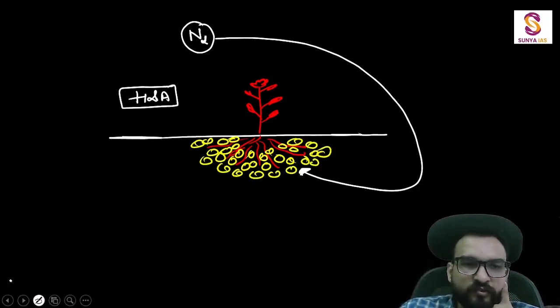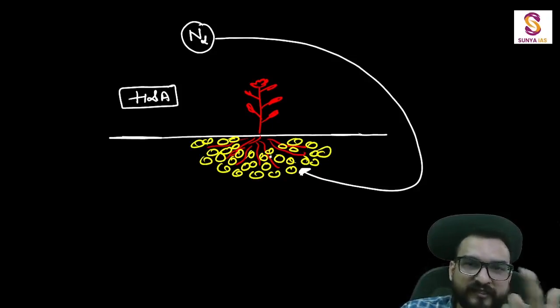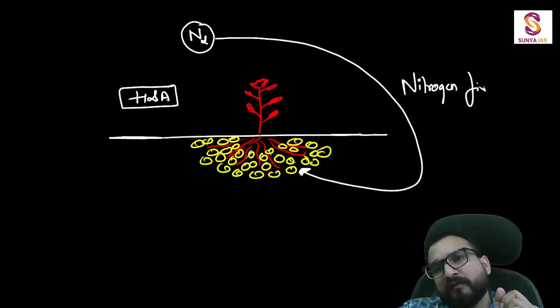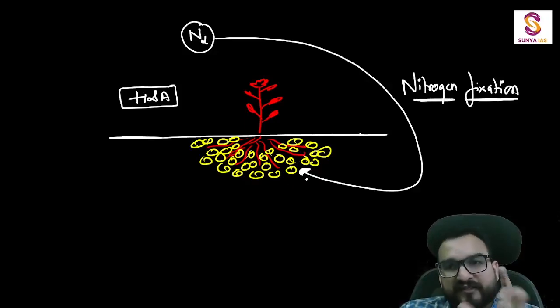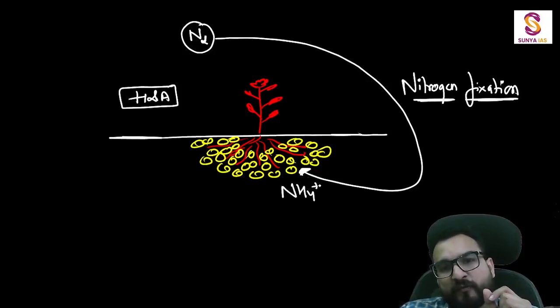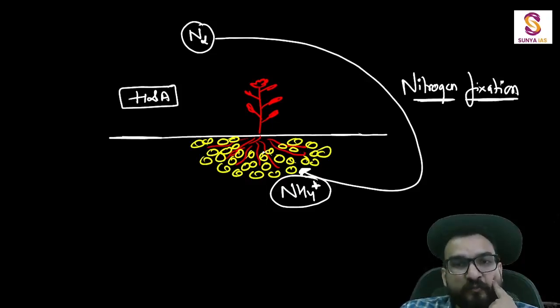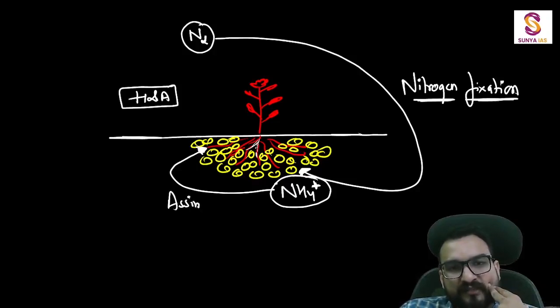Now in soil, I have told you that nitrogen is taken up but in ionic form. N2 is not directly taken up as N2. N2 has to be converted. This conversion of N2 in the soil is known as nitrogen fixation. Nitrogen will get fixed over here. And in this nitrogen fixation, N2 will be converted into NH4+. I have told you, remember, last class, NH4+ in the soil. And this NH4+ will be taken up by the roots, by the plants. This ammonium will be taken up by the plants. It is known as assimilation.